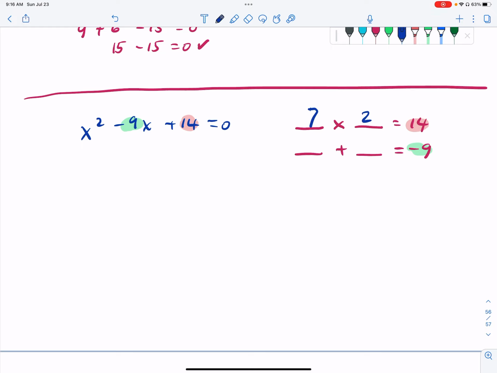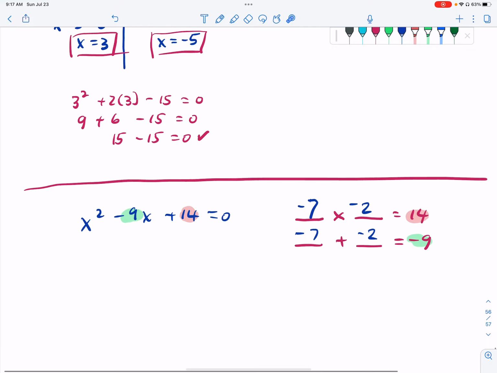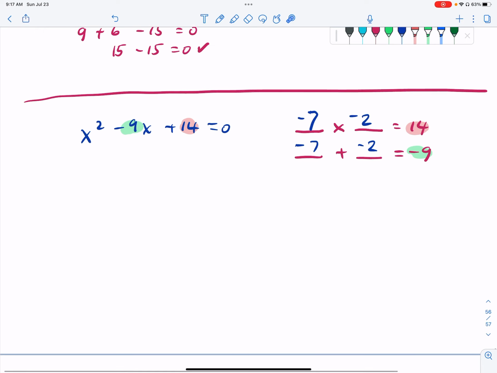Okay, that multiplies up to 14, but the signs don't work out. However, if they're both negative, negative times negative makes that a positive. And then if I add a negative 7 and a negative 2, I do get a negative 9. So those are my two magic numbers. Now, I know exactly what the shortcut is supposed to be, and that is to put these things straight into the parentheses. But just one more time, I'm going to go ahead and expand out the middle term.